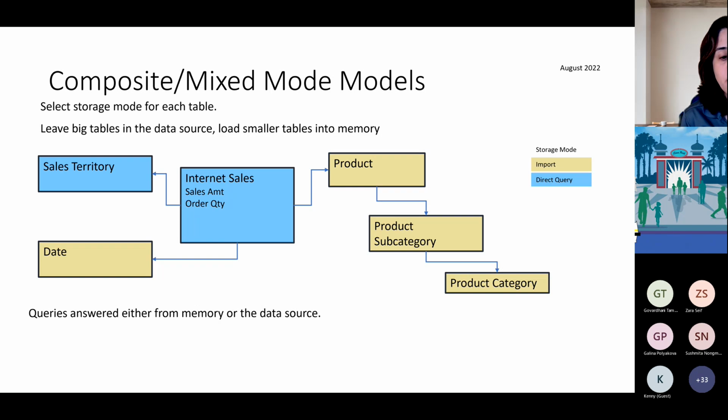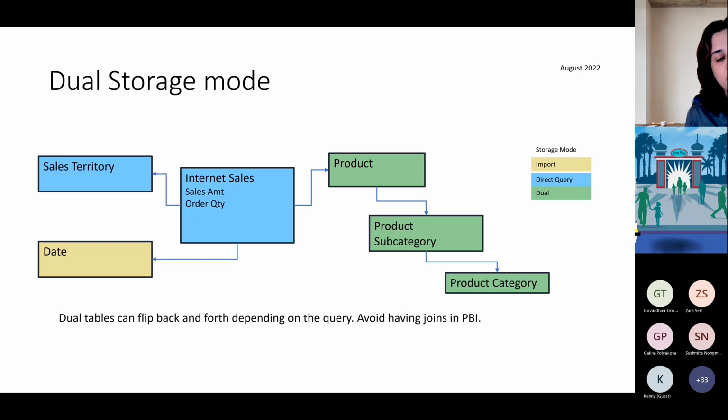And that's bad because remember, in this pretend scenario, the reason we didn't bring internet sales in the first place was that it didn't fit or it took so long, right? So we don't want to do that. The answer to that is that we can use something called dual. So this is the dual storage mode. For the tables that are connecting to our table with DirectQuery storage mode, we will set their storage mode to dual.